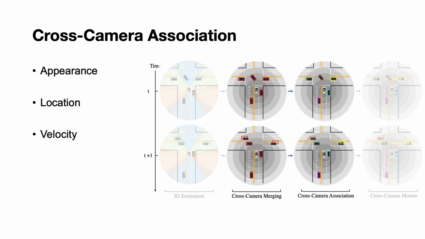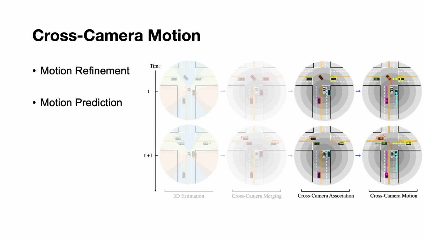Next, we associate the detections with existing tracks by combining appearance, 3D location and velocity cues. We use an LSTM-based motion model to predict the location of existing tracks in the current time step. Finally, we use our motion model to refine the predicted object location, dimension and orientation based on the long-term cross-camera trajectory history, leading to smooth and precise object trajectories.